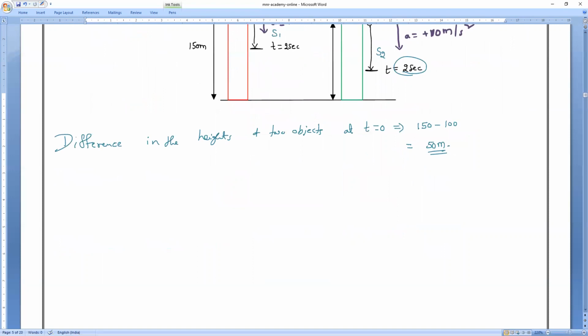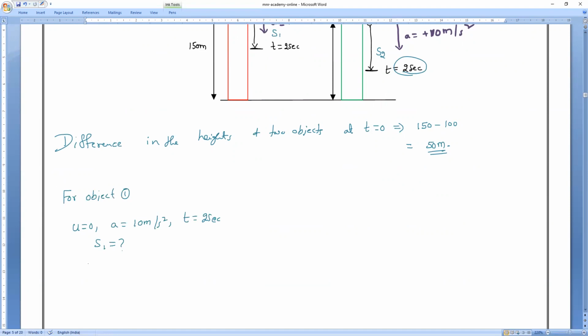Now let me first find S1 of body 1. So for object 1, can you tell me what is the given data? We all know the initial velocity is 0, acceleration is 10 meter per second square, and time is equal to 2 seconds. Now we want to find the distance. The height is equal to 100. Formula we can use. Why, Mari? We have to find only the distance traveled by the body.